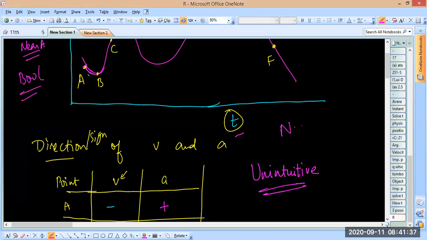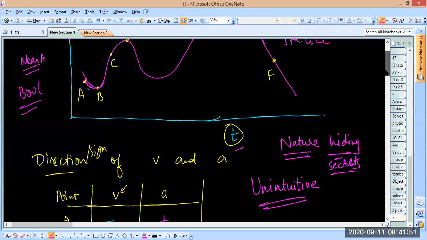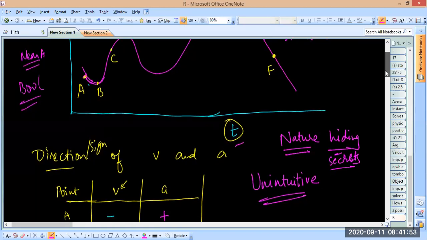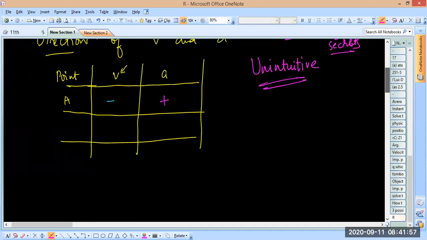Nature is hiding its secrets. Let me tell you that. Even when you look around yourself, nature is fooling you so many times. And that's why we have to learn and understand science, so that we can reveal its secrets. All right, let's go to point B now.